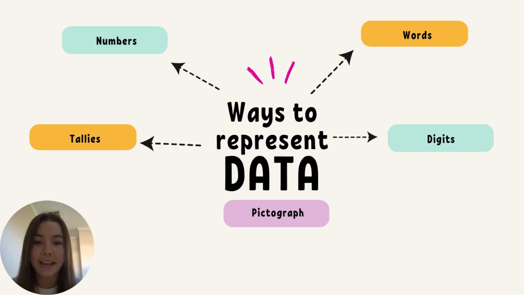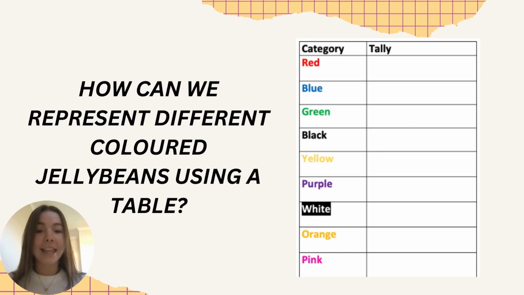Okay, let's start making our table of data. This is an example of a table of data using the colors of the jelly beans that we found, which shows that we're going to be using tallies to represent the different amounts of jelly beans that appear to be each of those different colors.